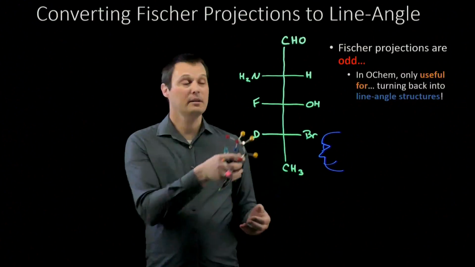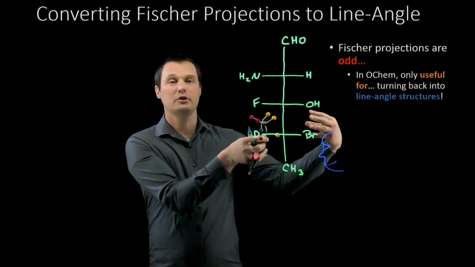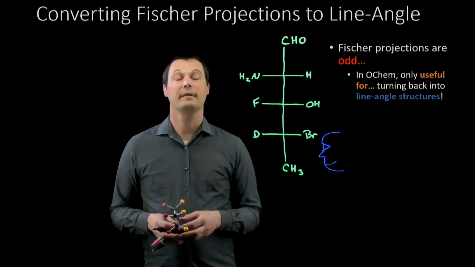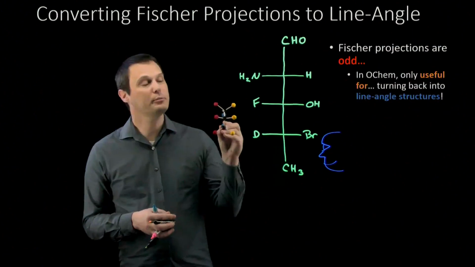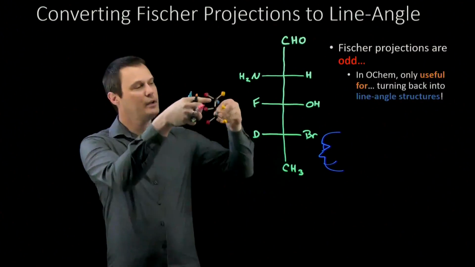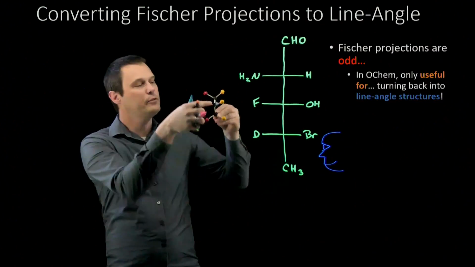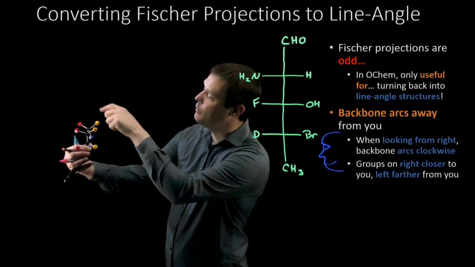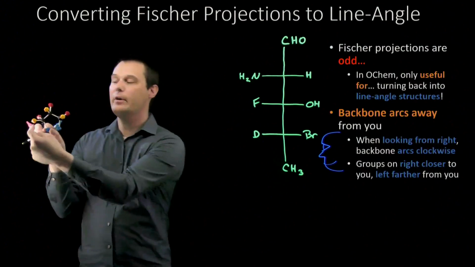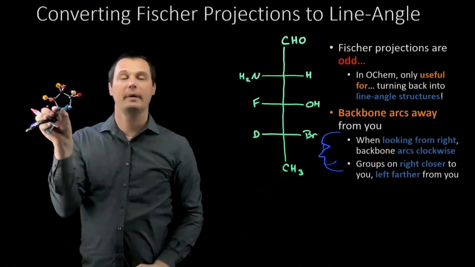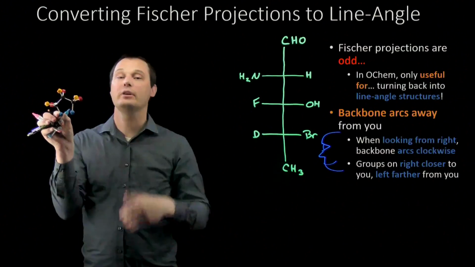What I'm going to recommend then is that we reorient our perspective so we're looking at the Fischer projection from the right when we go to redraw it in the line angle structure. And when we do that, we notice something very interesting. In the traditional perspective, because all the vertical bonds are pointing away from you, that vertical backbone kind of forms an arc that arcs away from you as the viewer. So when you reorient your perspective to looking at it from the right, that backbone that was arcing away from you is now an arc in the clockwise direction.